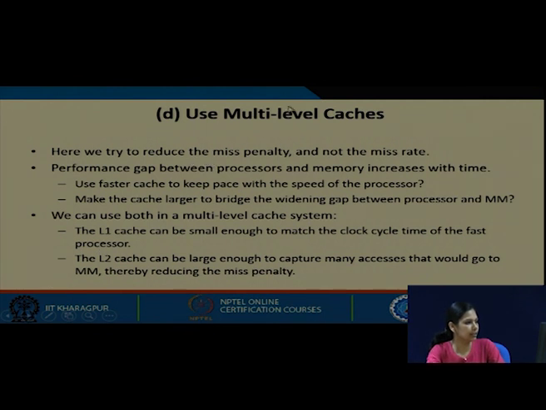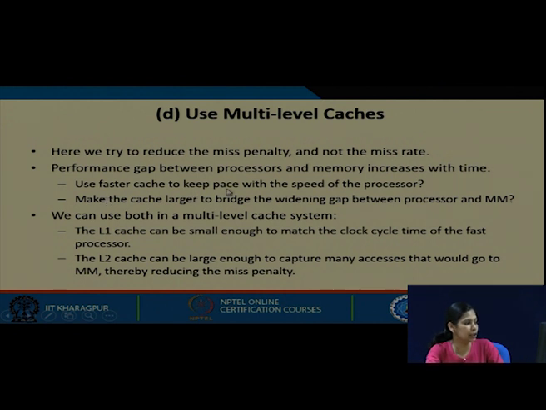This is another way, the use of multi-level caches. Here we try to reduce the miss penalty and not the miss rate. That is, we are trying to reduce the miss penalty, the time to bring the data from main memory to cache memory and then to the processor. We are not concerned about the miss rate here, rather we are trying to reduce the miss penalty by use of multi-level caches. The performance gap between processor and memory increases with time, that we already know.